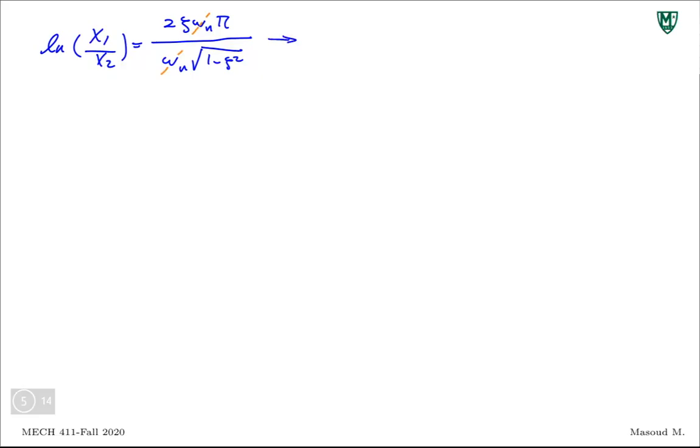So now I'm in a pretty good shape. It's going to be ln x1 over x2 equal to 2 pi zeta over square root of 1 minus zeta squared. Great. Now I have an equation that describes the relationship between zeta, damping ratio, and x1 and x2. So if I am given the plot of that oscillating system, just by measuring the values of the peaks, I can find the damping ratio. Right? So let's go about this for two specific cases. That's how they usually do it.